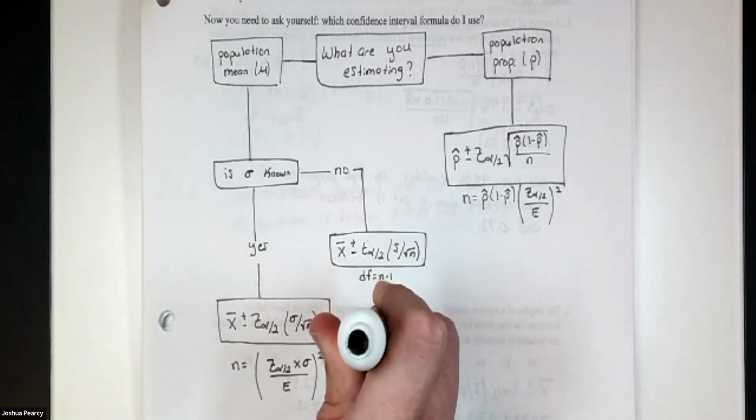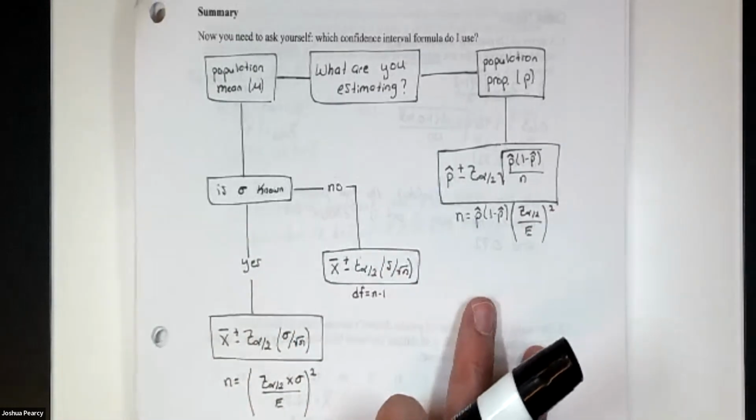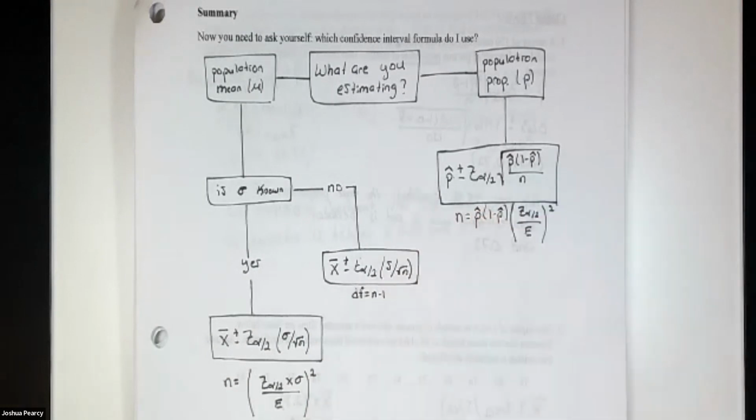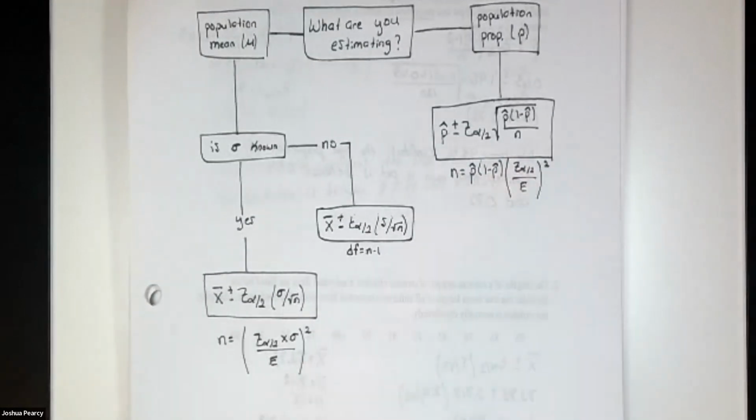That will change when we get to chapter 10, so you'll have to remember that. Then if we're estimating the population proportion, there's just one formula you will use, and that is it. There is another one where you will use a critical t value, but we will not go over that. And then the sample size is just what we showed earlier. So that's a little summary for it.